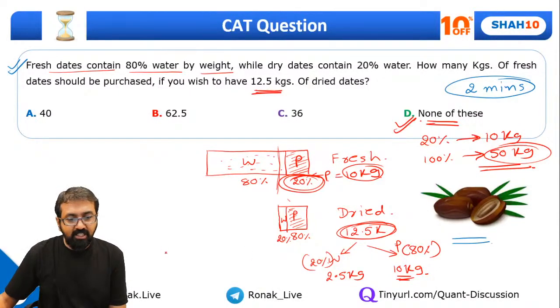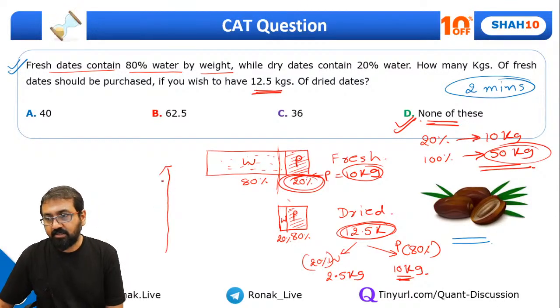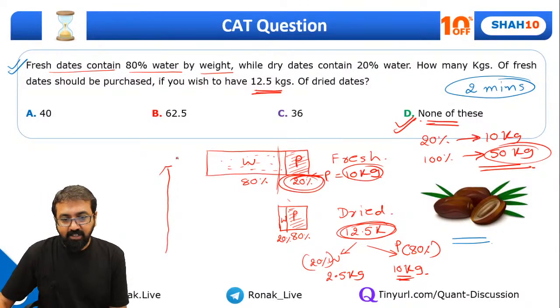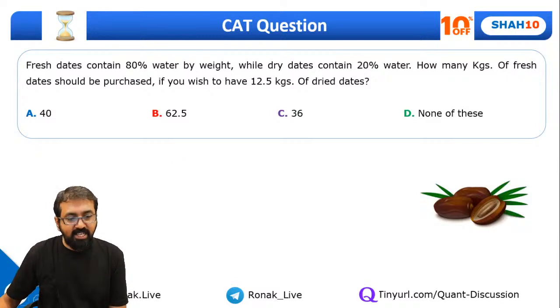So we went in this way. We started with dry dates and we reached the fresh dates. Okay, fine. Let's understand it once again, guys. If you have any confusion, see what I said is in fresh dates.